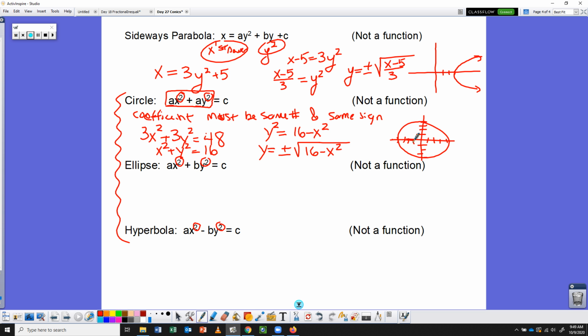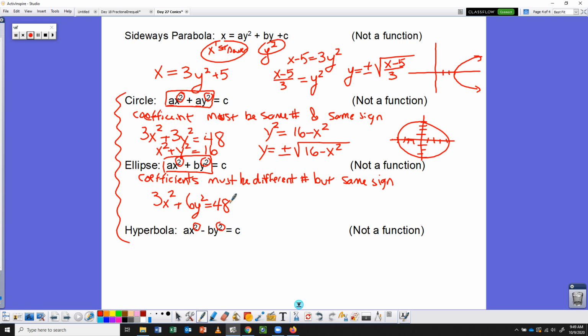Okay, next let's talk about ellipses. So for ellipses, when you bring the x squareds and the y squareds to the same side of the equation, what you're going to get for the coefficients are going to be different numbers, but they need to have the same sign. So either they're both positive or they're both negative. So an example of something like that might be 3x squared plus 6y squared equals 48.